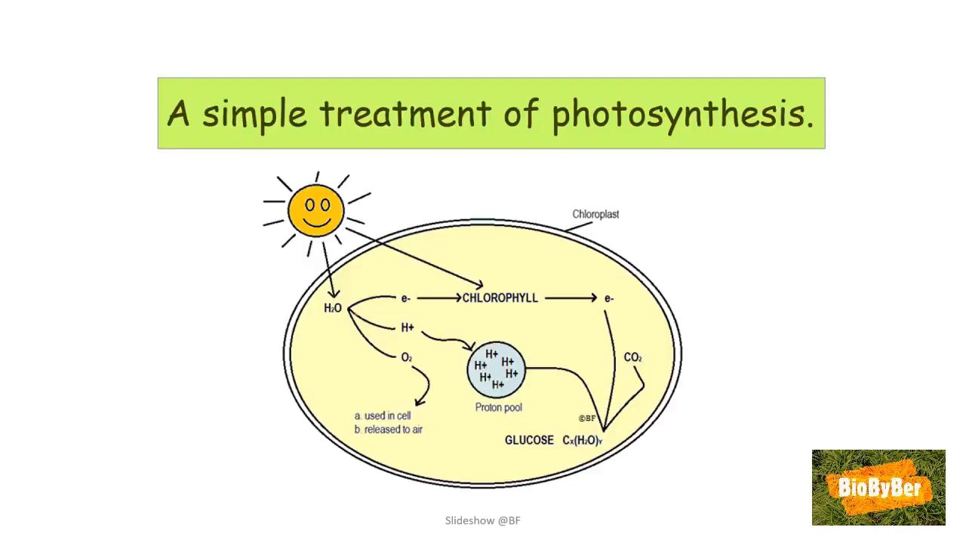Now, let's look at the main events in photosynthesis. The first thing we have to realise is that photosynthesis takes place in the chloroplast. Remember, the chloroplast is a structure, S for structure, S in chloroplast. It's an organelle found only in plant cells.